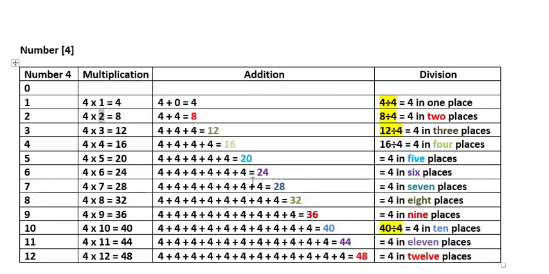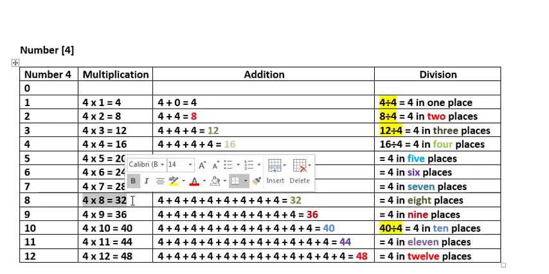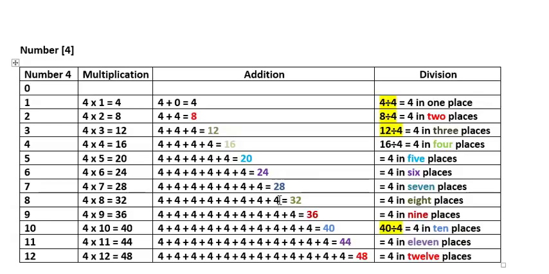Some of you may be wondering, how does subtraction play into this? Take for example this one in number 8. 4 times 8 is 32. That is 4 in 8 places will give us 32. If we erase 1, it will become 4 in 7 places. That means we have taken one 4 out. So it's as if we are saying 32 minus 4, and that will give us 28.